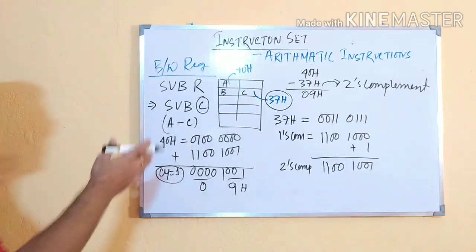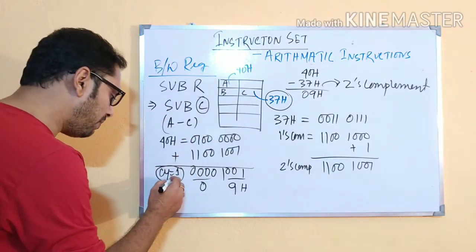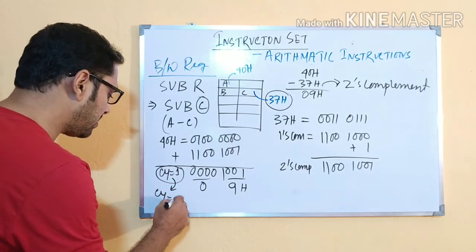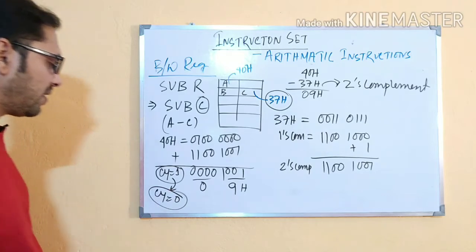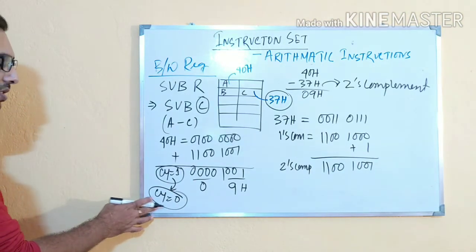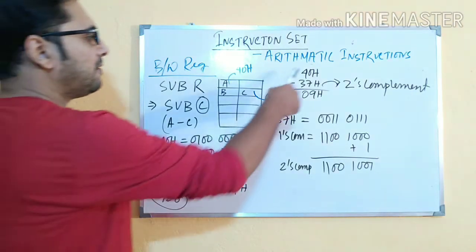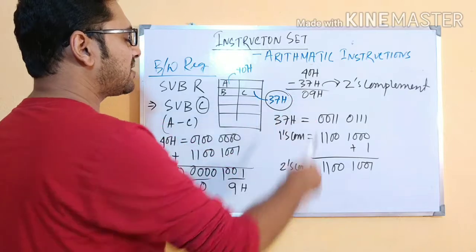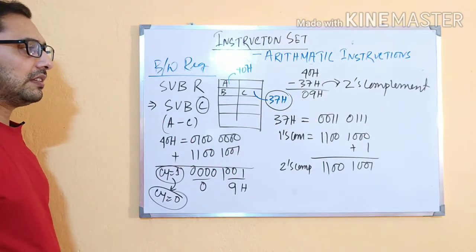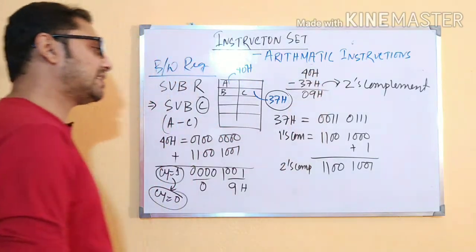And after performing this addition, the instruction will perform another thing, that is it will complement the carry also. So complementing the carry, the carry becomes 0. So what is the result you are getting? You will find carry is 0 and the result is 09 hex. So you might be thinking, 40 hex minus 37 hex, why is the result 09? Why not 3? Because it's a hexadecimal value, not a decimal value.